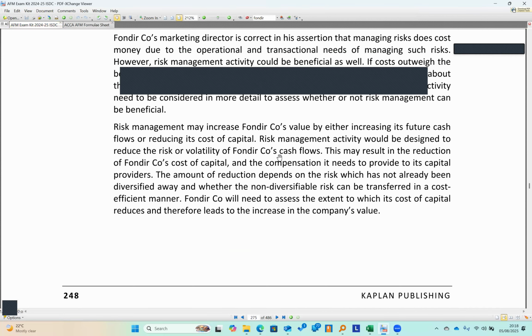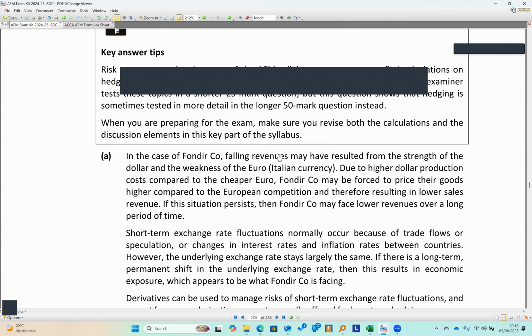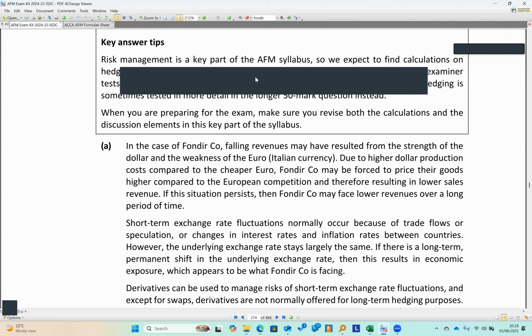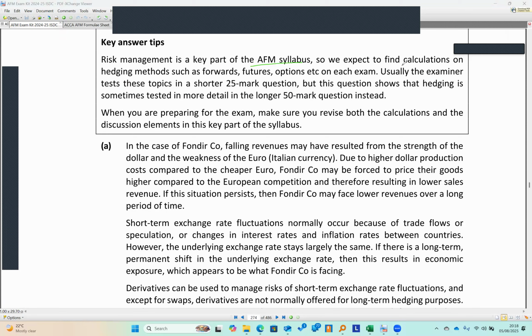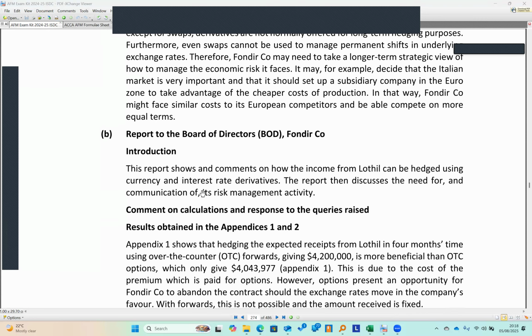So this is the question, and as you can see, the first part we answered. First of all, remember I told you whenever you go to this, you also see what they have put here as the key answer tips. And here they are saying that this is a key syllabus area where we can calculate hedging methods such as forward, futures, options, etc. And these topics are usually short 25-mark questions, but we can also put it in a 15-mark question instead. Okay, so basically section A can also come with this question as it did in this case. And we answered this part, you read there when you get time as you go through.